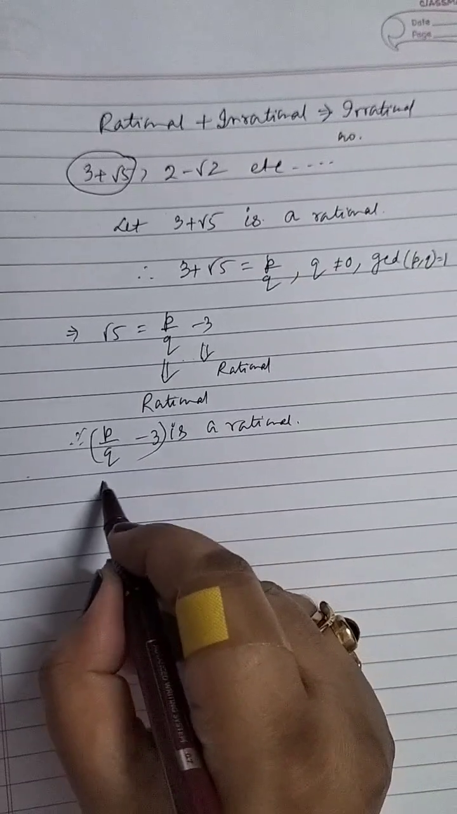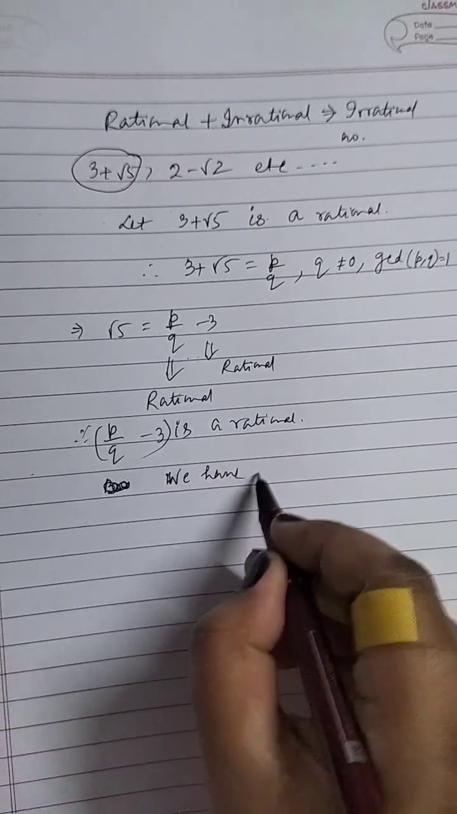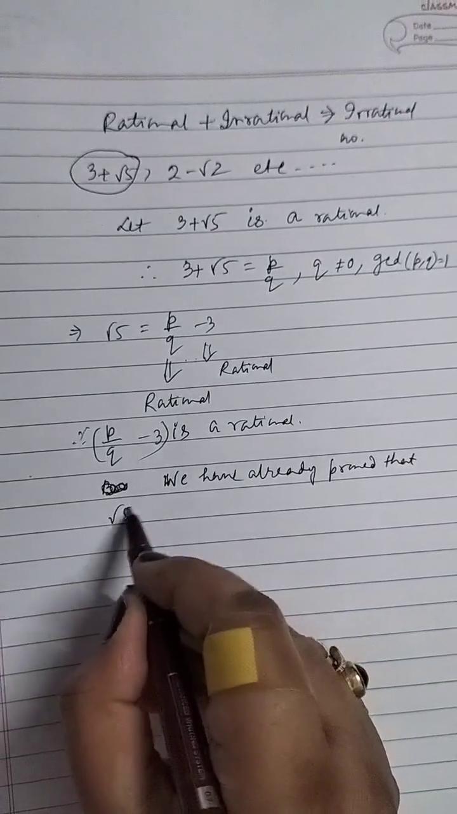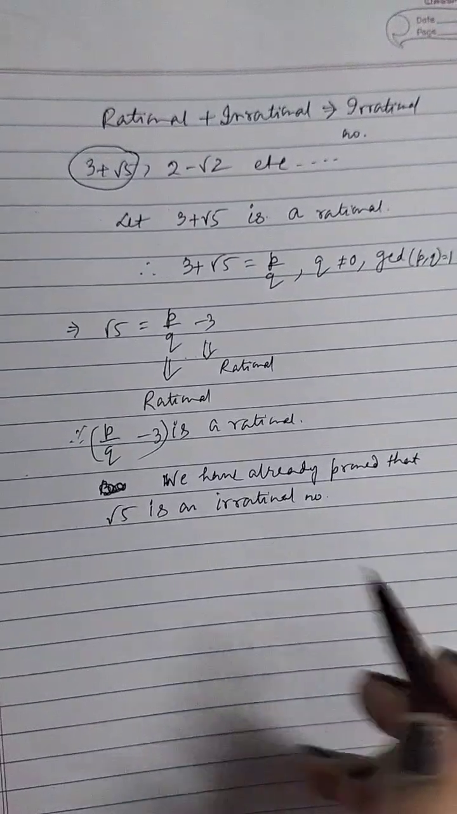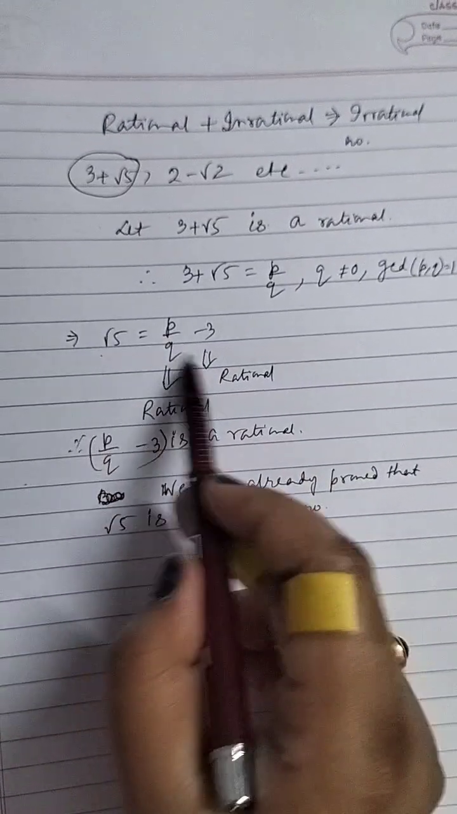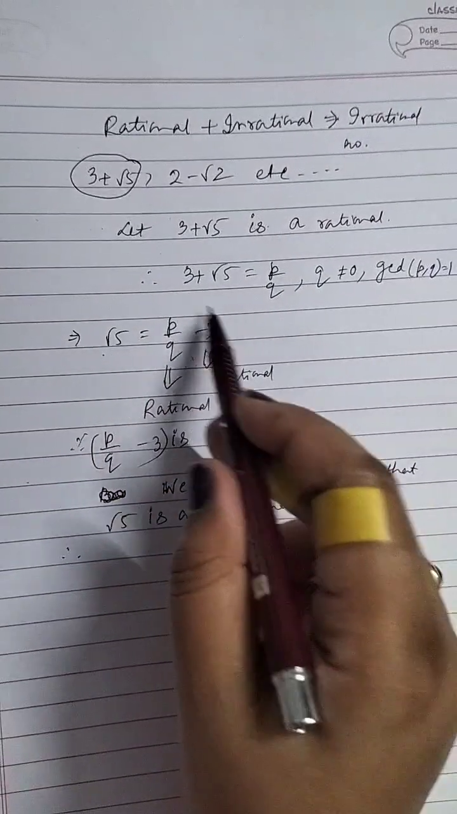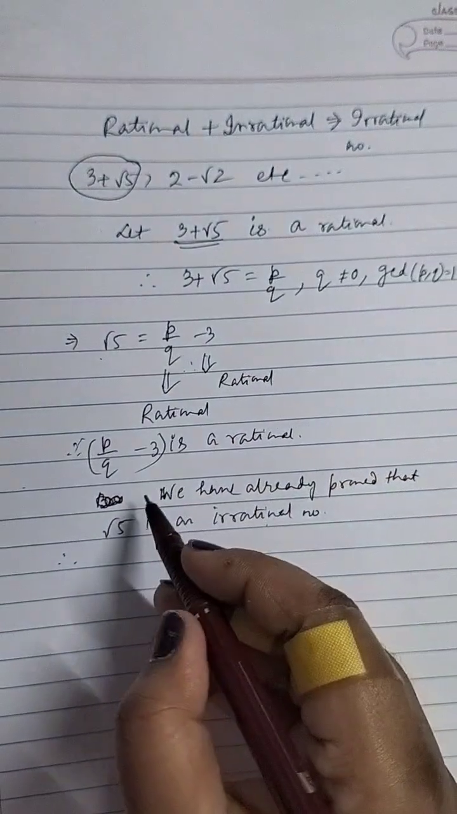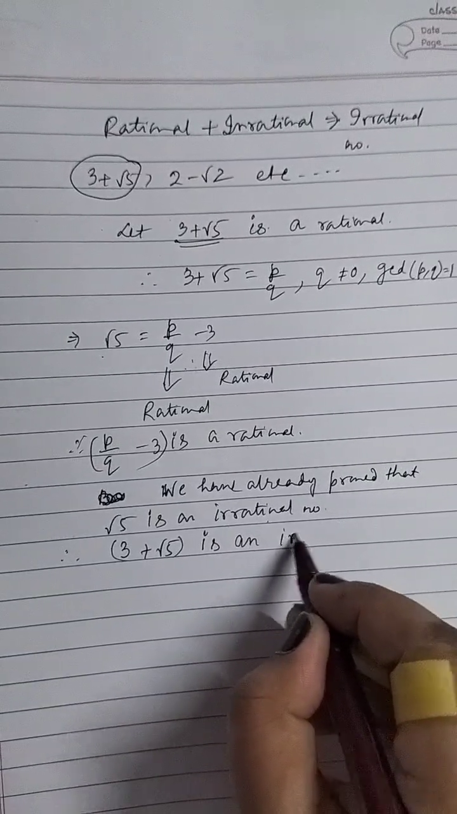But we have already proved that root 5 is an irrational number. Okay? We have just proved it. That is, root 5 is an irrational number. Then how can this subtraction equal root 5? It cannot actually. So this contradicts our assumption that 3 plus root 5 is a rational. Therefore, 3 plus root 5 actually is an irrational number.